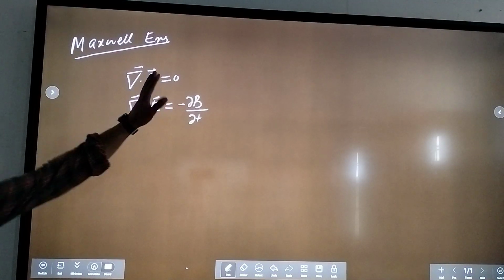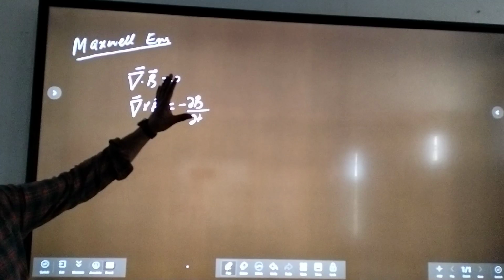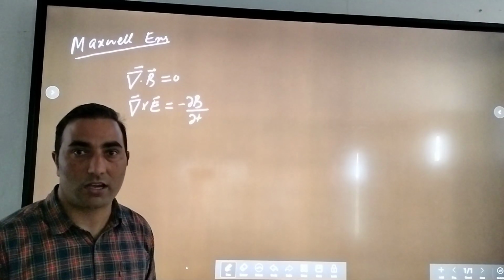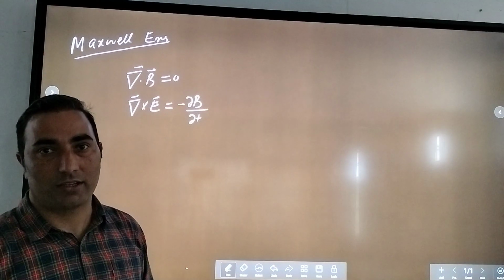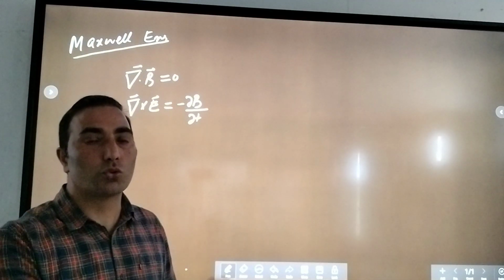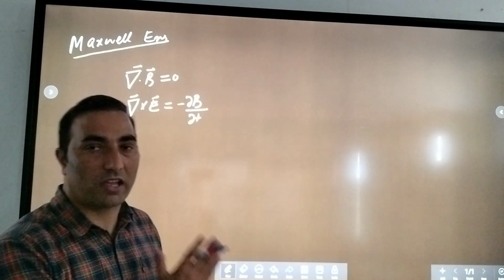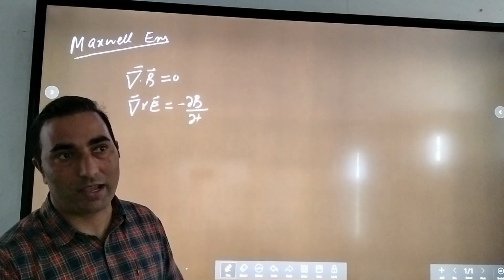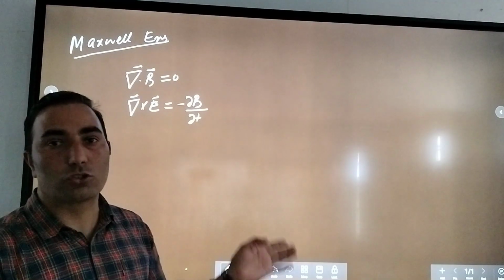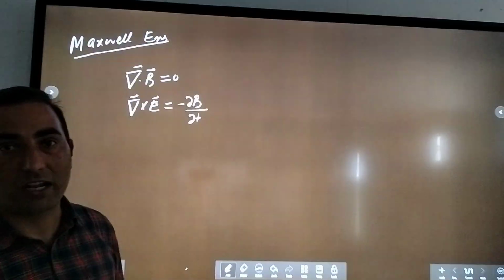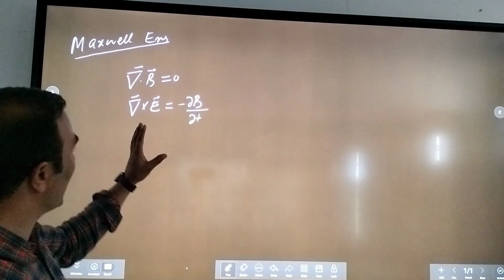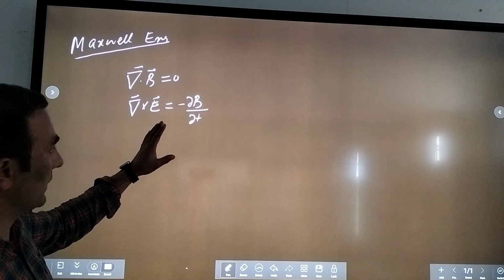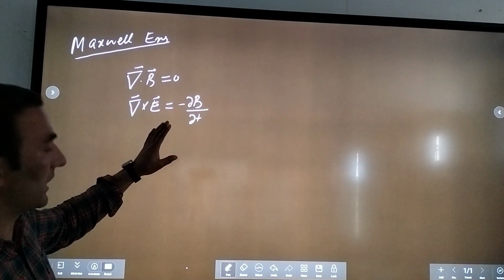This is a well-known Maxwell equation, which states that magnetic monopoles don't exist, or you don't have magnetic charges. If you have magnetic lines of force, they form closed loops. We don't know where they start and where they end, so they form a closed loop. That's why the divergence of the magnetic field equals zero.